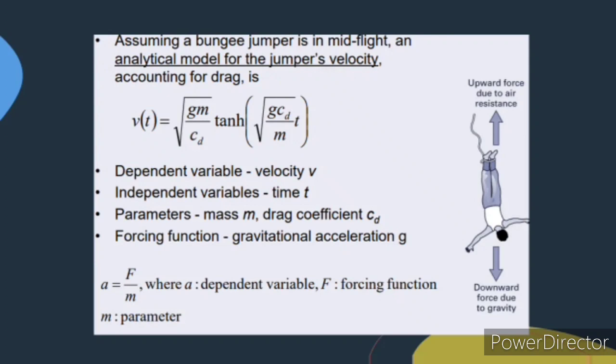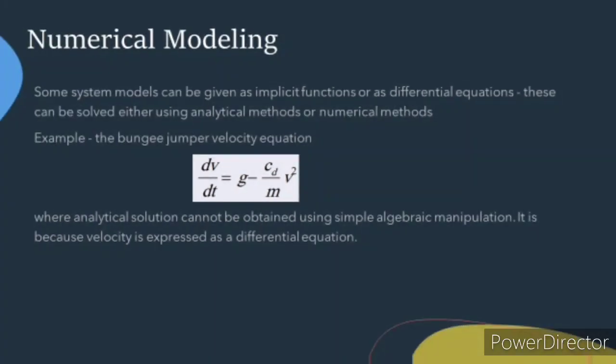a equals f over m, where a is the dependent variable, f is the forcing function, and m is the parameter. In numerical modeling, some system models can be given as implicit functions or as differential equations. These can be solved either using analytical methods or numerical methods. For example, the bungee jumper velocity equation is dv over dt equals g minus cd over m times v squared, where an analytical solution cannot be obtained using simple algebraic manipulation. It is because velocity is expressed as a differential equation.